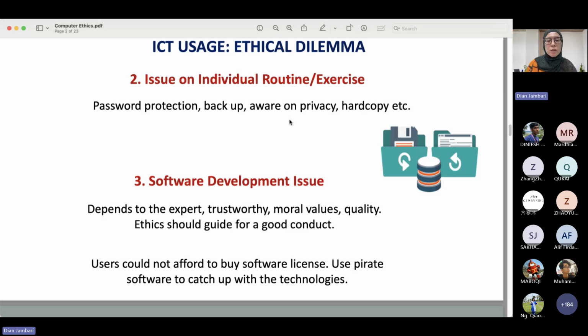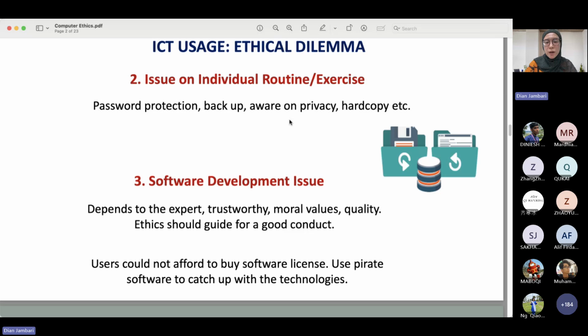And then we can also experience ethical dilemma in software development issues. This might be relevant to you now, as all of you are doing your final year projects. In your final year projects, you need to either develop systems, applications or software, or you deal with using software as part of your project, either in an experiment or to develop the algorithms that you have designed.